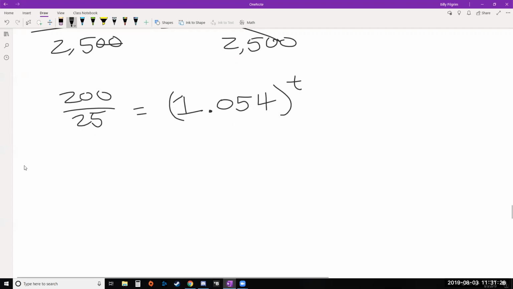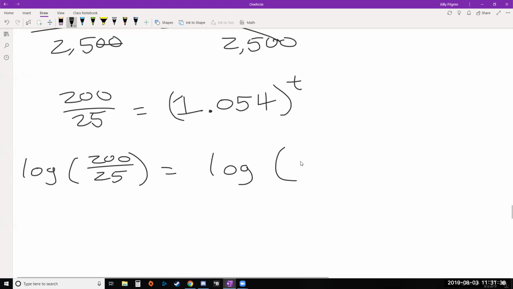So this is where we apply the logarithm to both sides. So log of 200 over 25 will be equal to log of this whole thing. We don't actually need these parentheses here. I shouldn't have written them, because we just have one number to the t power. So I'm going to drop those parentheses and write it like this. Same thing. I'm just saying we're taking the logarithm of this whole quantity.